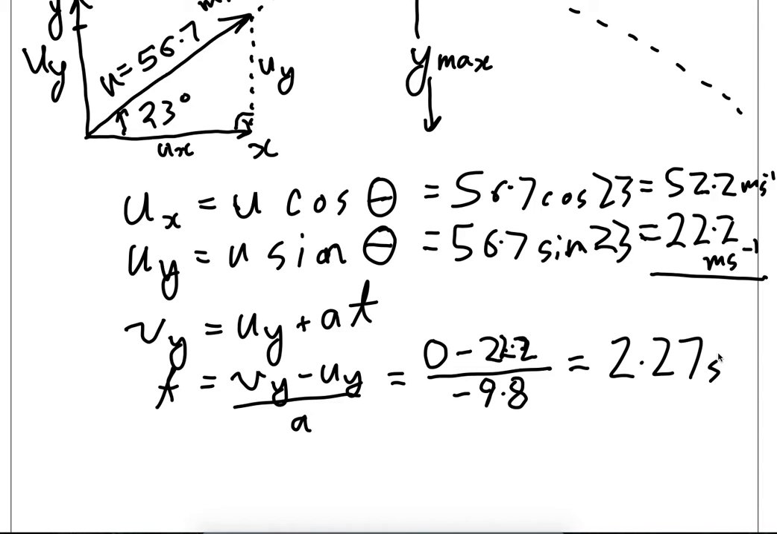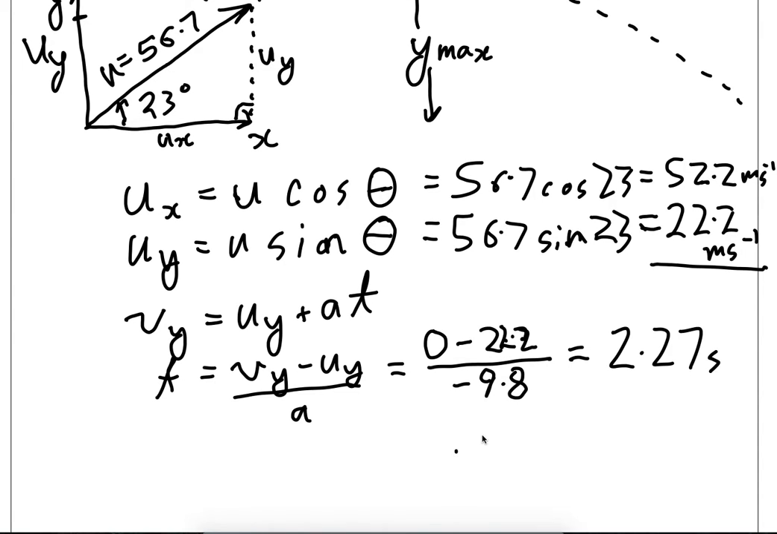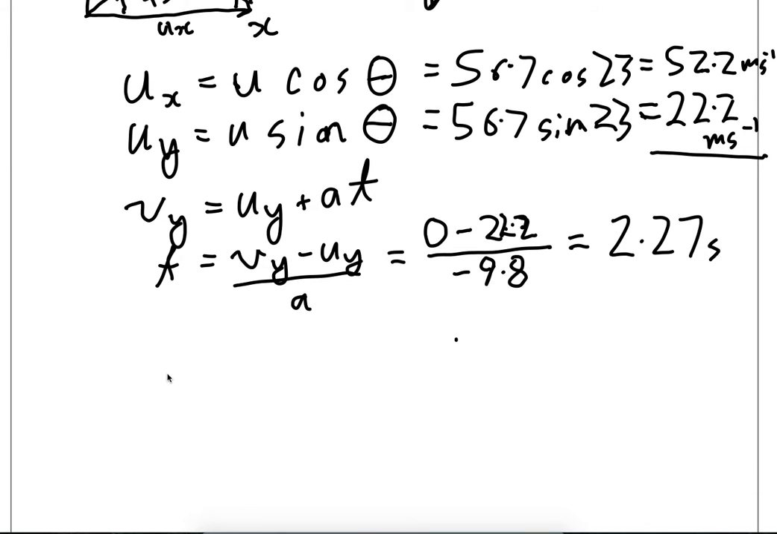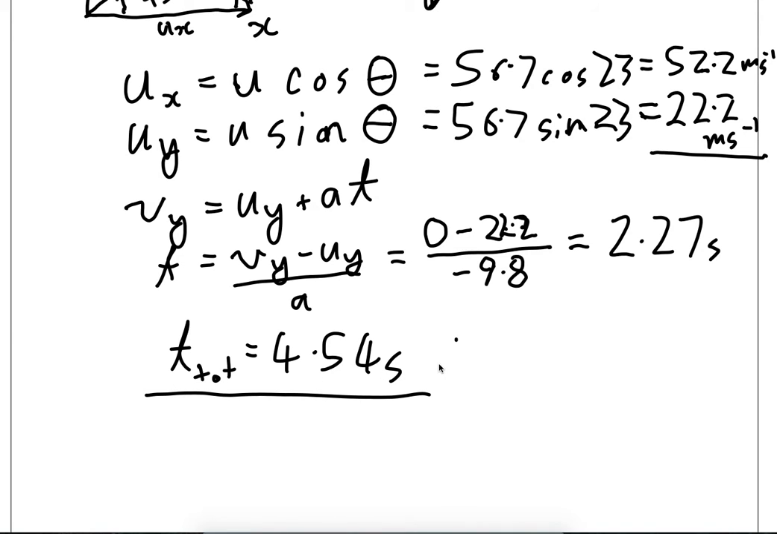So that's the flight time for half of the flight. So we have to double that to get the overall time. So T total is, what's twice that? 4.54 seconds. That's the overall flight time from when it launches to when it hits the ground at the end.